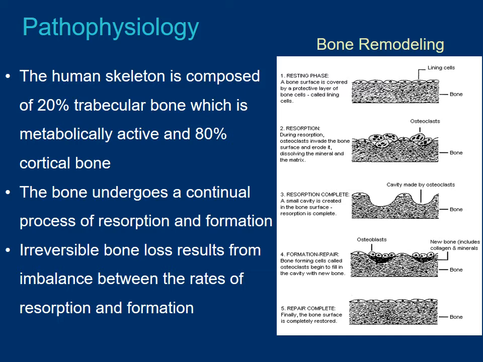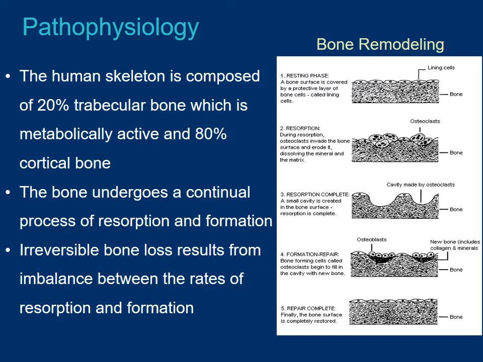This is called bone remodeling, which continually occurs during life, a process of resorption and formation. When there is an imbalance between the rate of resorption and the rate of formation, irreversible bone loss will occur as a result.